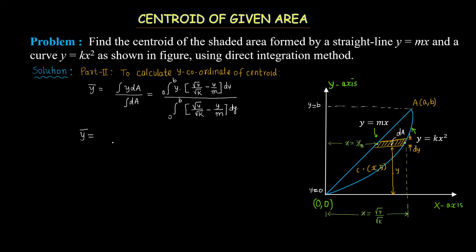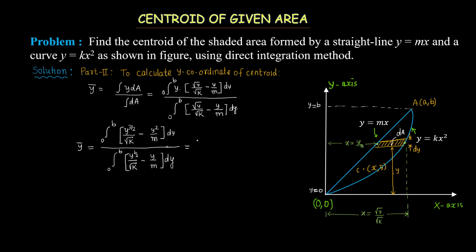So y bar is going to be integral 0 to b. y gets multiplied inside, so you'll get y raised to 3 by 2 over root k, and over here we'll get y square divided by m. This is the numerator we got, friends, and there will be dy also over here. Now similarly, we'll try to get the denominator. The denominator is simple, 0 to b, and here we have y raised to 1 by 2 divided by root k minus y over m, dy. Very simple.